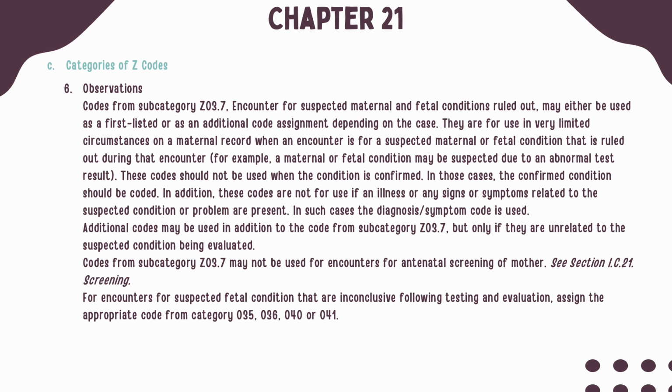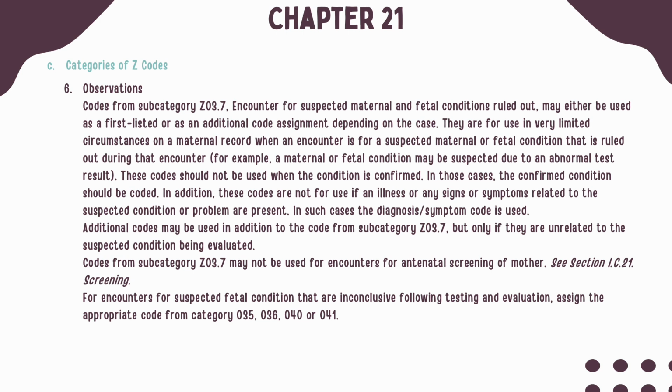These codes should not be used when a condition is confirmed, and in those cases, the confirmed condition should be assigned. Codes from subcategory Z03.7 are also not to be used if an illness or any sign or symptom related to the suspected condition are present. In this case, the sign or symptom code should be assigned.